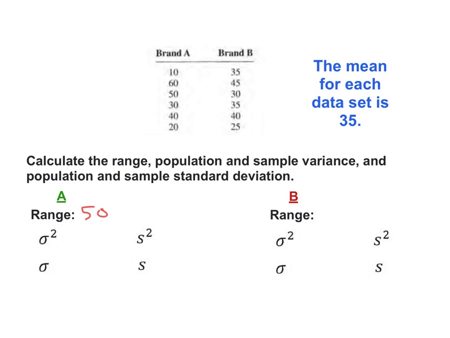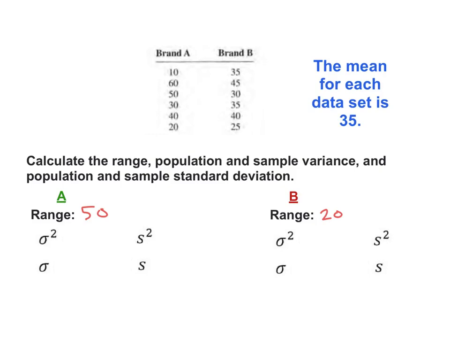Okay. And then for B, what's the biggest one? 45. What's the smallest one? 25. Subtracted, what do I get? 20. Okay, so that measure of variance or variation, based on that, which data seems like it's closer together? B. Okay, since the range is smaller, we would think, since they have the same mean, that those numbers are smashed closer together and that the numbers in A are spread further apart.